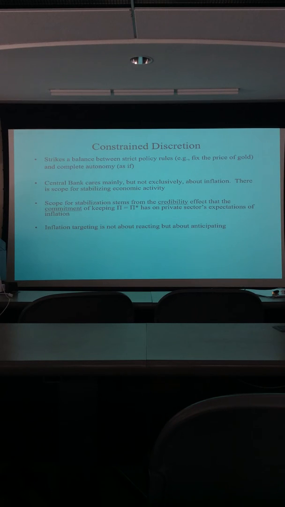All right. Constrained discretion strikes a balance between strict policy rules, Kydland and Prescott, and complete autonomy. So it strikes a balance between discretion and rules, so it's called constrained discretion. It is not as rigid as Kydland and Prescott would like, and it is not pure discretionary policy. So monetary policy can do something. It's just that there are limits to what it can do. So they call that constrained. The central bank cares mainly about inflation, but not exclusively.